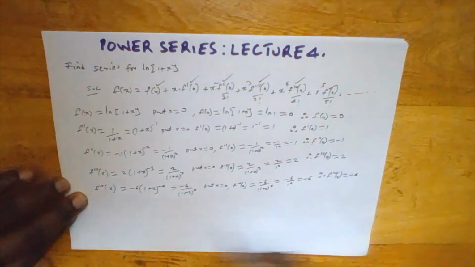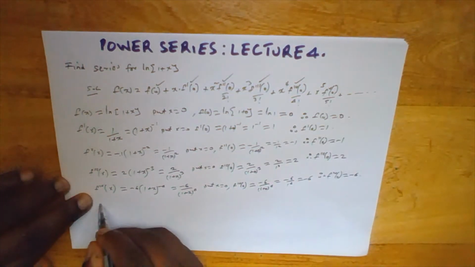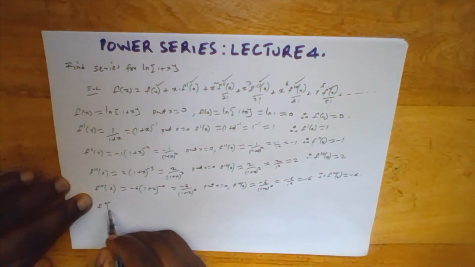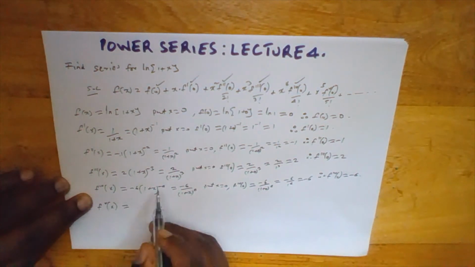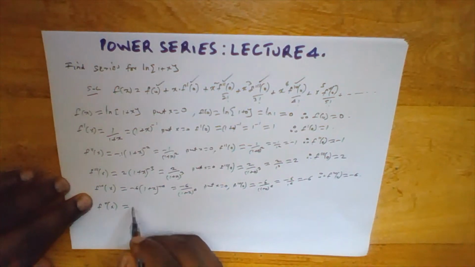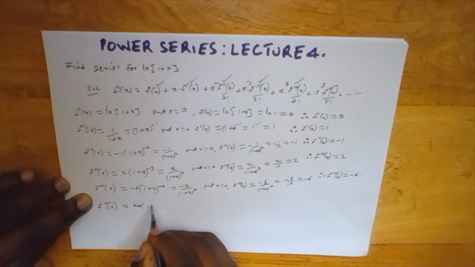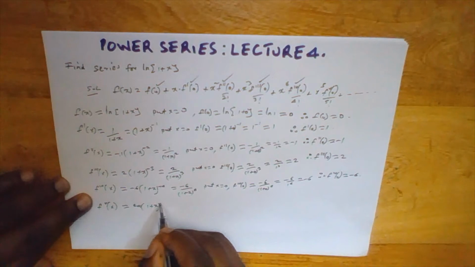So we remain with this. We differentiate this equation again. We get f raised to 5 of x equals negative 4 times negative 6, we have 24 into 1 plus x, now raised to negative 5.